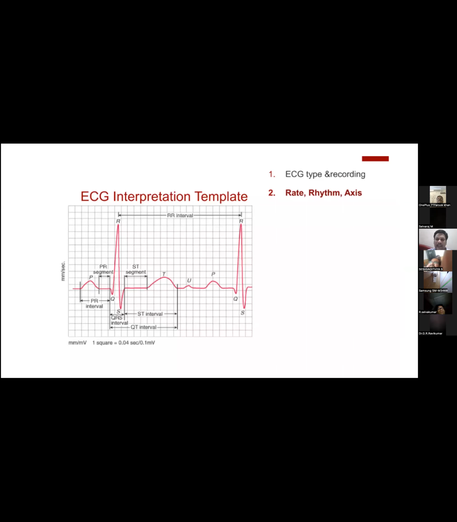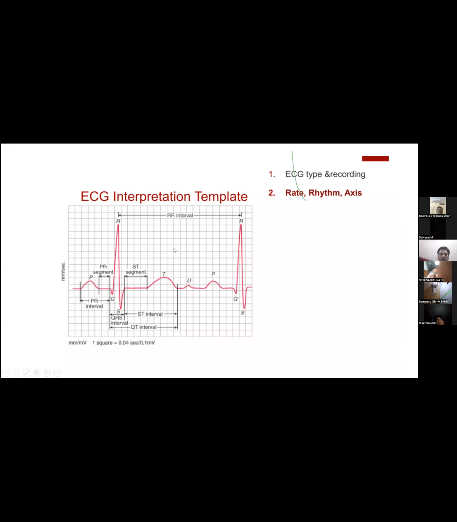So today also in the cardiac group, we were discussing the limb lead changes in the ECG, how they look. We'll see what exactly is there. So we'll go with the rate, rhythm and axis in today's class. We'll go with the rate.